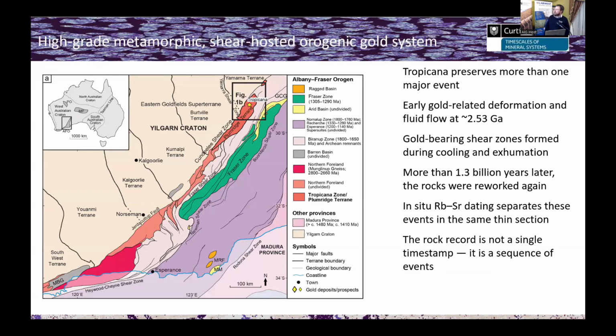Okay, now we're going to Tropicana, right? Off to Tropicana. So Tropicana is basically in the Albany-Fraser Orogen on the margin of the Yilgarn Craton. It's a high-grade granulite facies gold deposit, but we were interested in knowing something about its overprinting history because we know there's more than one gold phase there. So we're going to use rubidium-strontium there.